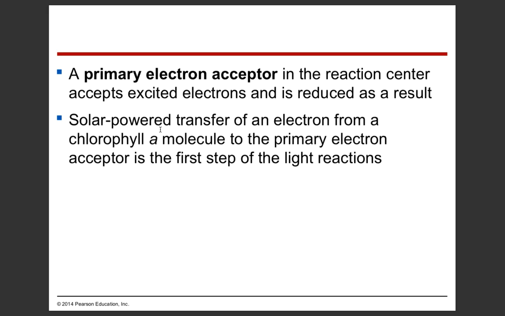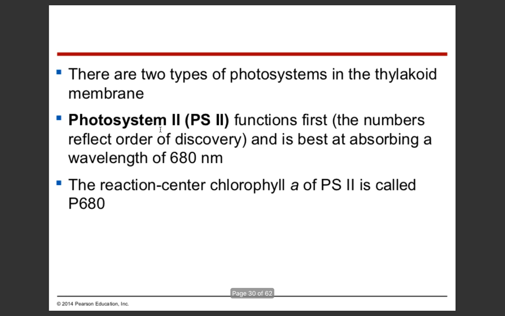It's going to go into chlorophyll A. That chlorophyll A molecule is going to hand off the excited electrons to a primary electron acceptor. Primary means like first electron acceptor. Makes sense because it's accepting the electrons from who? From the chlorophyll A. Okay, that's the first step of the light reaction.